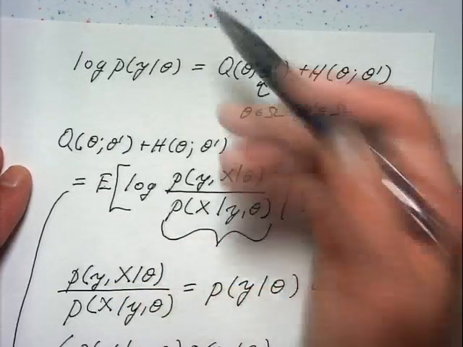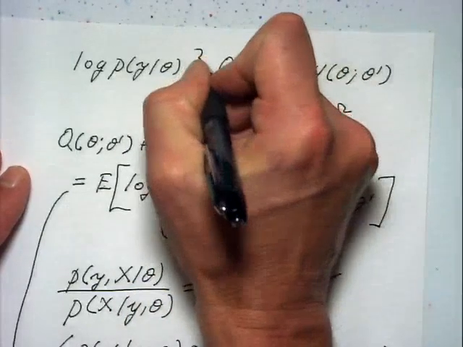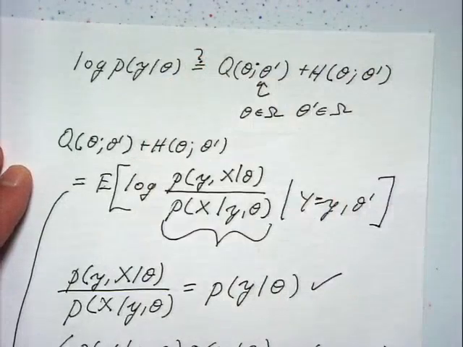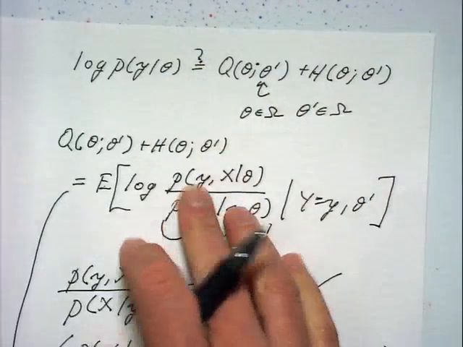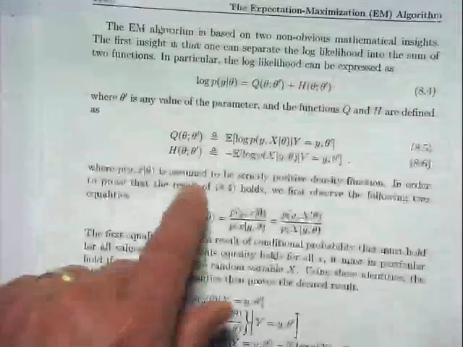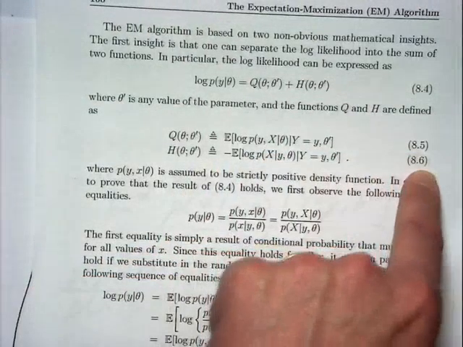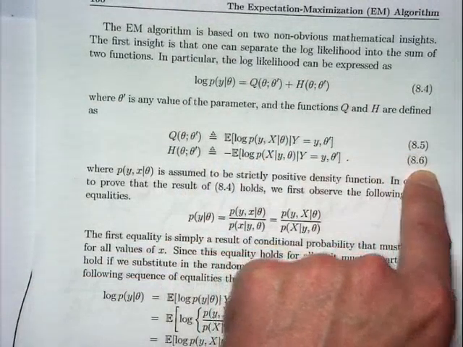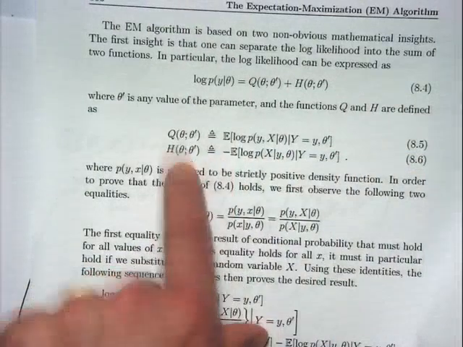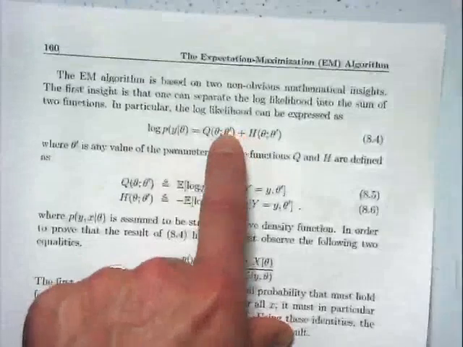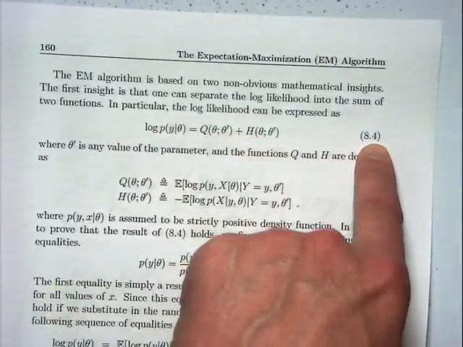I'm going to prove this. I'm just defining the q function and the h function as equations 8.5 and 8.6. So this is the definition of q and h, and I'm going to show that 8.4 holds.